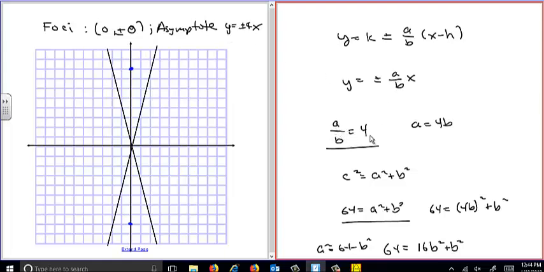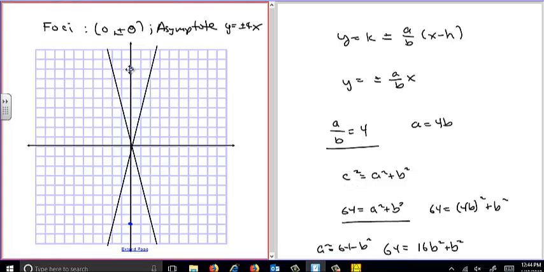So we knew a over b had to be 4, but that's one equation and two unknowns. But from the location of the foci, we knew what c was. c was 8. And we knew that c squared equals a squared plus b squared. So we had two equations once we plugged the known c value in there. So c was 8, so you get 8 squared is 64. So we got these two equations.